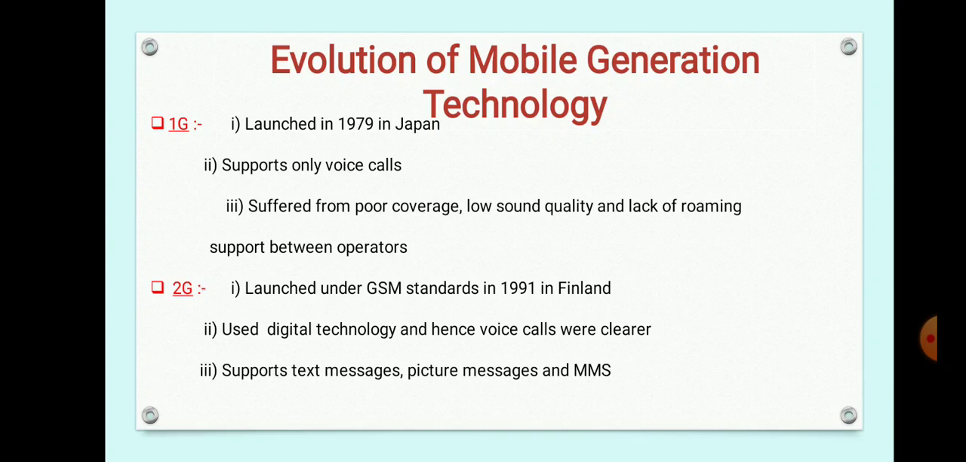In addition to that, the 2G mobiles supported text messages, picture messages and MMS. In the first generation, there was only the provision for making voice calls, but the second generation supports text messages, picture messages and MMS. MMS is multimedia messaging system. That is, we can send photos in JPG or JPEG format using the 2G mobile technology.